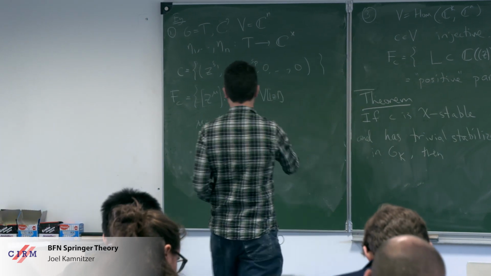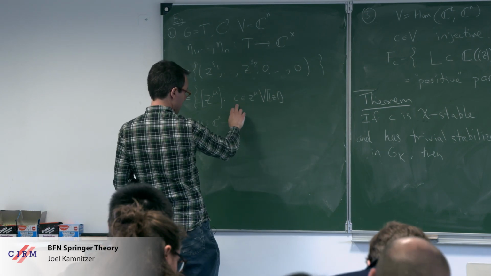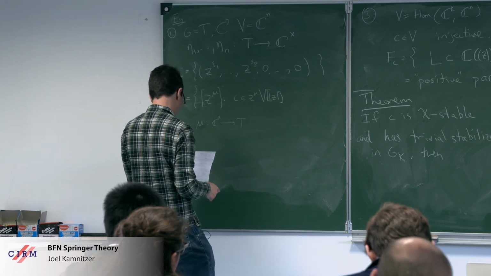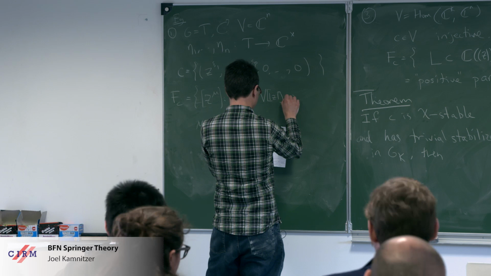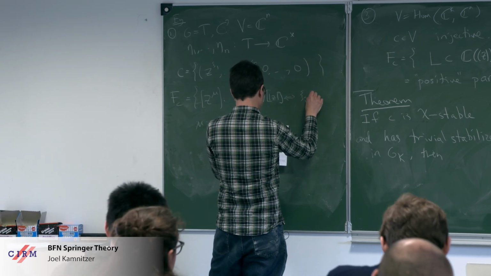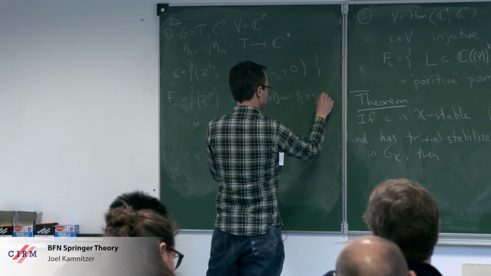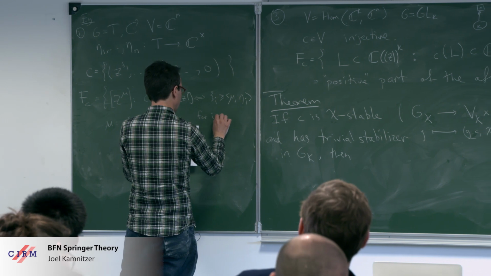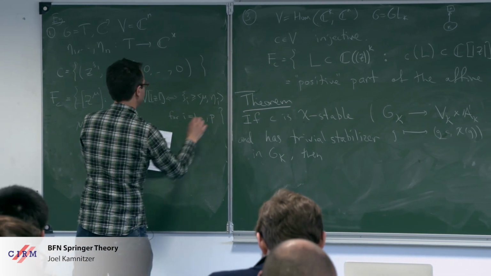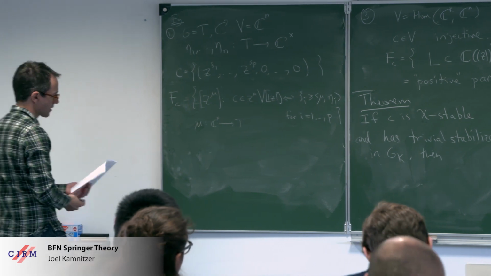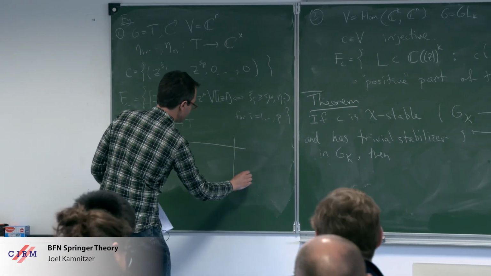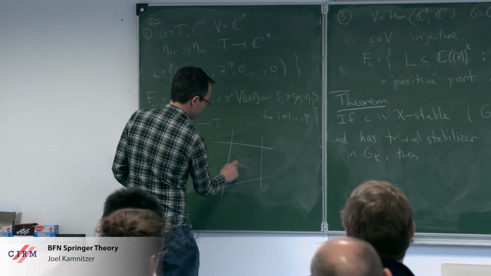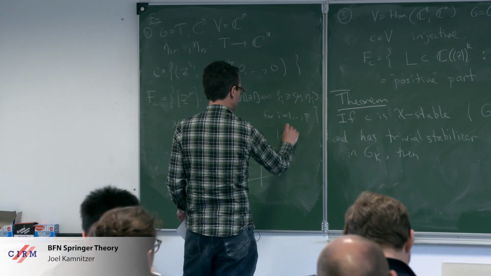Oh, sorry, I erased it. But the defining condition of being in the BFN Springer fiber is C is in G V of power series. So here it's written like this. And this is equivalent to a condition that the pairing between C_i and a_i is greater than or equal to the pairing between mu and a_i for i equals 1 up to p. If you think about this condition, it is defining some polytope, possibly not finite, and this is just the lattice points in the polytope.